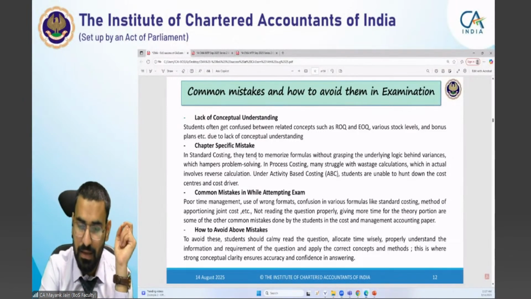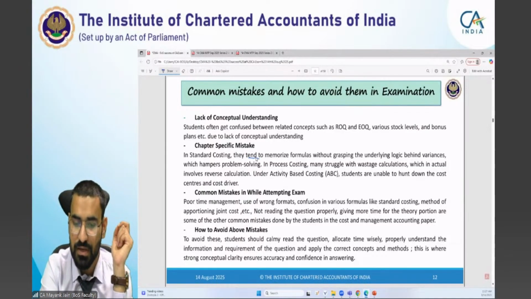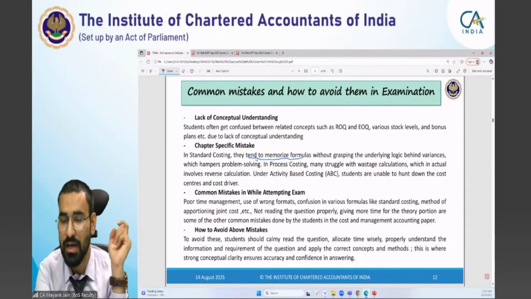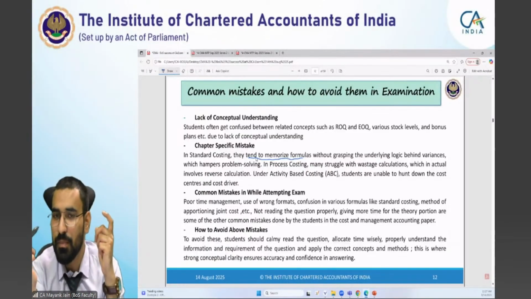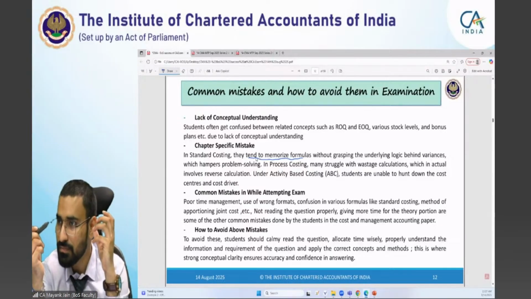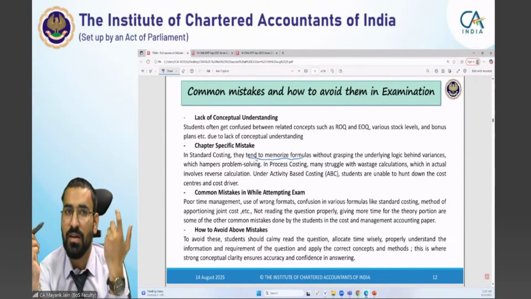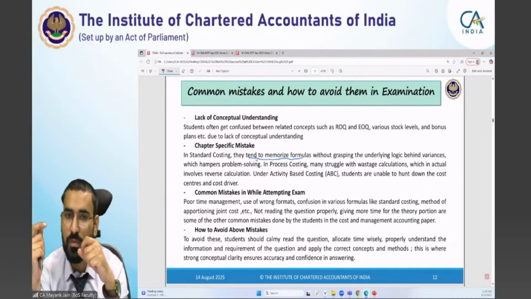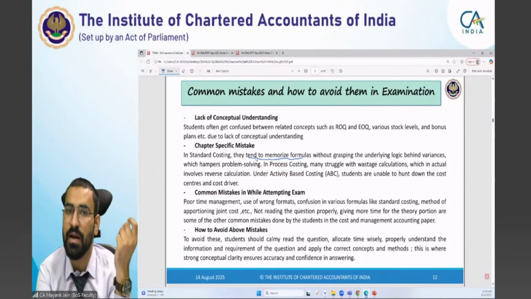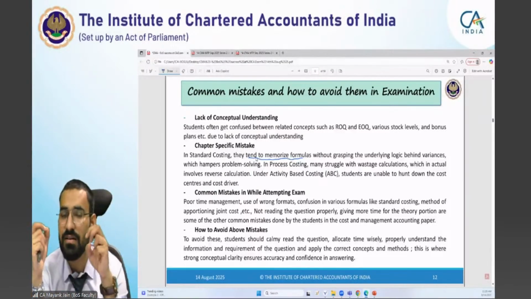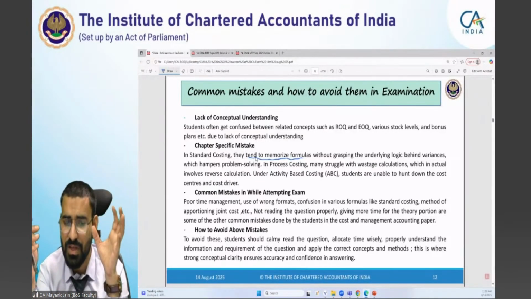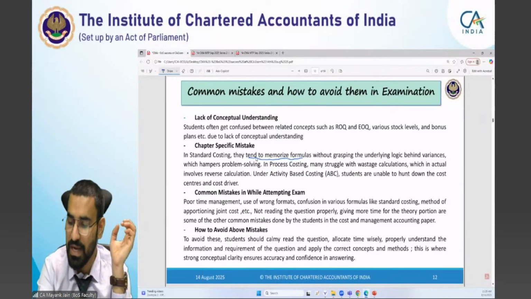Like in standard costing, you are just trying to memorize the formula without grasping the logic behind that formula. So when you're attempting the examination, you have a lot of pressure on your mind. You just mix your formulas since you don't know the logic behind them. You will mix the efficiency and the usage formula, you will mix yield and the mix formula. So you have to understand the logic behind that formula.